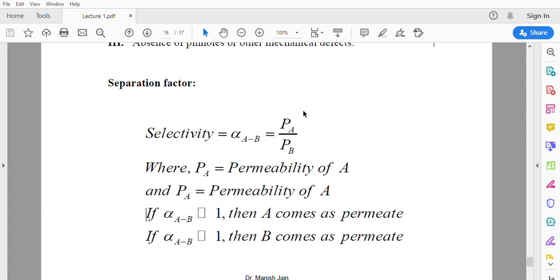If the permeability of A is higher than the permeability of B, then your alpha is greater than 1 and A will selectively permeate through the membrane, and you will get A at higher concentration on the permeate side. If PB is greater than PA, then alpha AB is less than 1. In this condition, you will get the B component selectively at the permeate side.